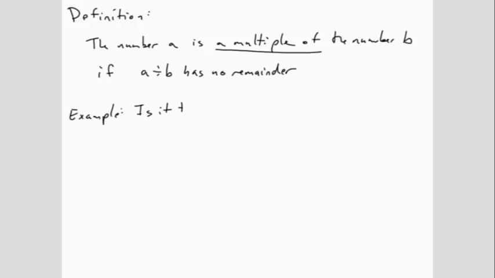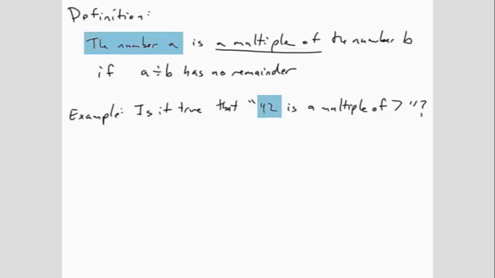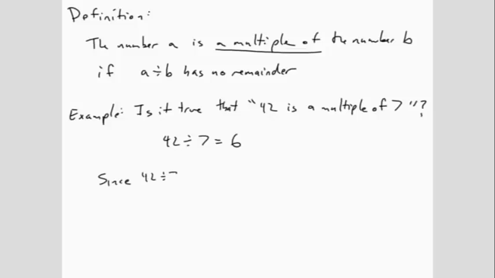Example. Is it true that 42 is a multiple of 7? Even if your brain immediately tells you that the answer is yes, it is important to take the time to think through the definition to make sure you understand the connection. In this problem, the number a is 42 and the number b is 7. So we can compute 42 divided by 7 to get 6. Since this has no remainder, the statement 42 is a multiple of 7 is true.